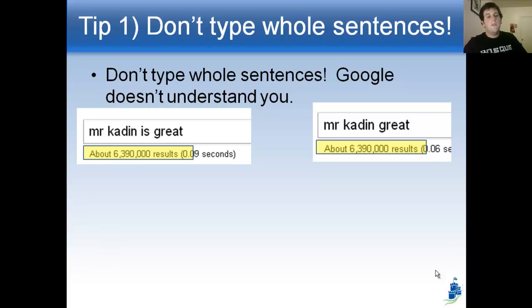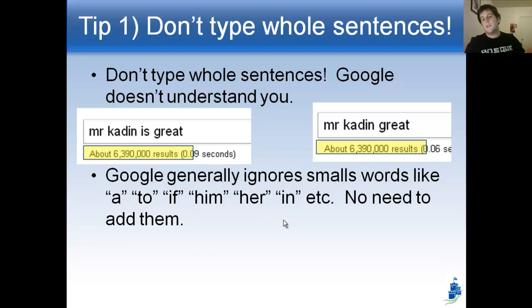But you'll notice that even though on this one I'm using "is great," and this one I just say "Mr. Caden great," which doesn't make grammatical sense but is still some keywords, I'm still getting the same number of results. And that's because Google ignores, and all the other search engines ignore, all these little words like a, to, if, him, her, and all those other little words that connect sentences and make full sentences. But you don't have to include them when you search. And in fact, sometimes it might screw up your search.